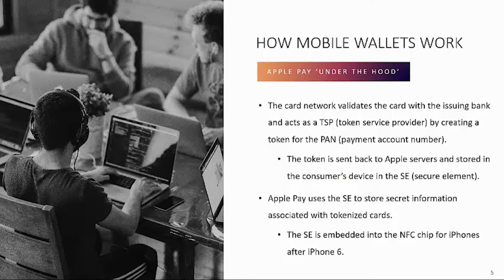And in the case of Apple Pay, the card network works as the token service provider. So they create a new token for that card, for that payment account number. And for the purposes of Apple, it's actually called a device account number. And that token is sent back to Apple servers and it's stored in your iPhone or maybe your Apple Watch in what's called the secure element. So actually, if you look in your Apple Pay on your device, then you can see a truncated version of your device account number, and that's a representation of the token that has been issued for the payment card that you added to Apple Pay.